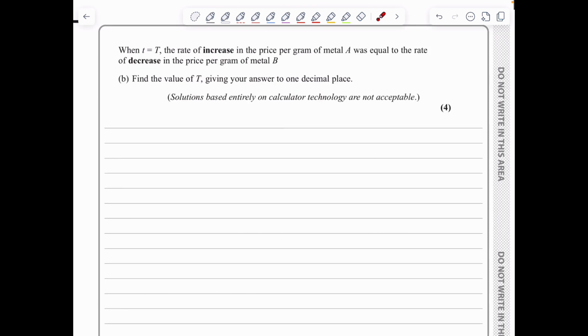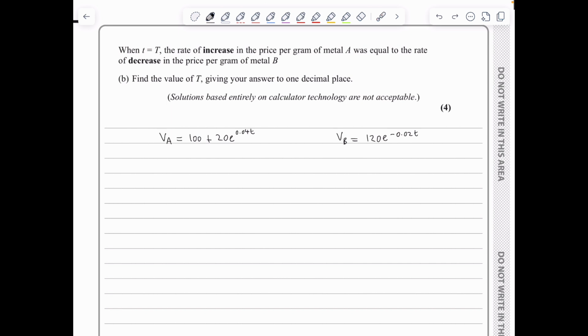When t is capital T, the rate of increase in the price per gram of metal A is equal to the rate of decrease in the price per gram of metal B, and we need to find the value of capital T, giving our answer to 1 decimal place. Now these are the 2 equations, the 2 models we're dealing with. Since we are working with the rate of increase and the rate of decrease, we need to consider derivatives.